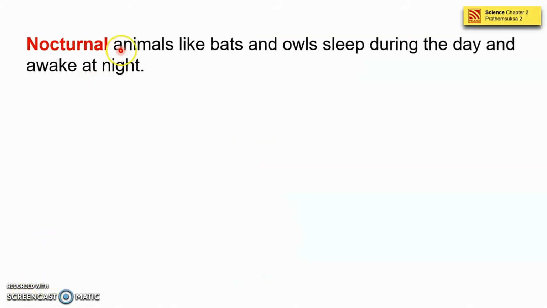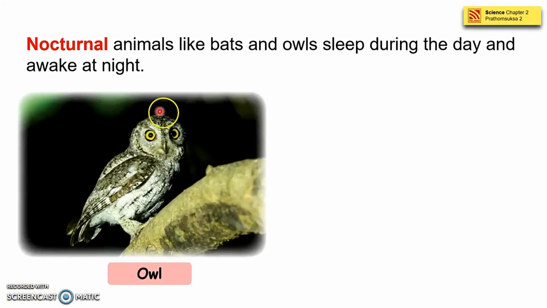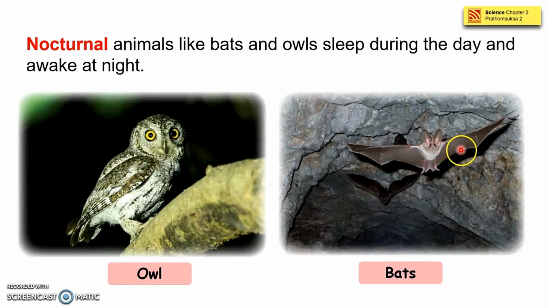So next we have nocturnal animals like bats and owls. They sleep during the day and are awake at night. Nocturnal means they are awake in the evening and sleeping in the morning. Okay, what are those? This is an owl and a bat. I don't know what you call this in your language, but in English this is an owl.